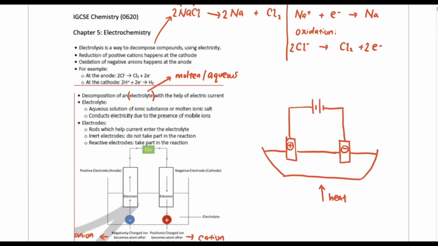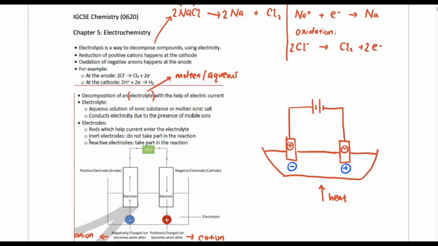So now, let's see. The positive, and then here the anion will come here. The cation will come here. Okay, now let's continue with the information. Electrodes are rods which help current enter the electrolyte. So the current is moving in the external circuit as well as through the electrolyte.